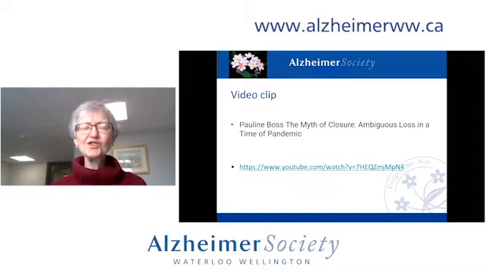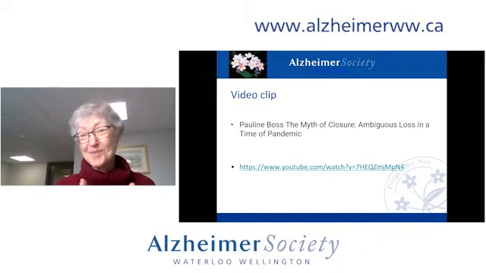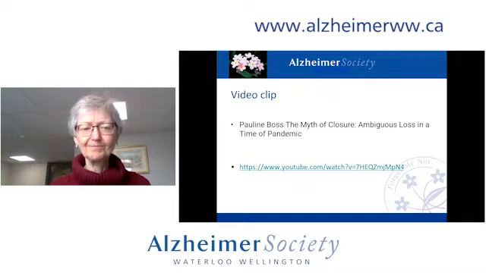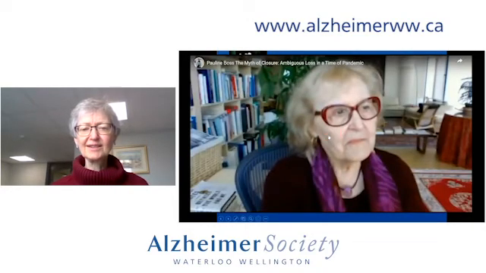Now, what I'm going to do is show you a very updated video clip. I was only able to find this yesterday. And this is Pauline Boss, the woman who wrote the book and not only coined the term ambiguous loss, but brought it into the public consciousness. It's an 8-minute clip called Ambiguous Loss in a Time of Pandemic. And here we are, hopefully coming out of the pandemic. I've given you the link, and we'll just watch this 8-minute film, and then we'll move on again. So this is Pauline Boss.